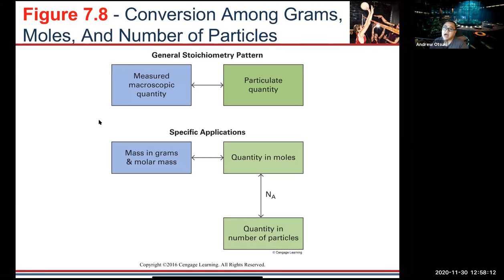So these are just the applications or the patterns of what we use this for. We could link through Avogadro's number a particulate quantity to a measured macroscopic quantity. So that refers to grams versus units or atoms. Then specific applications, we can measure out these reagents using the mass in grams. So we calculate the moles, get our mass in grams.